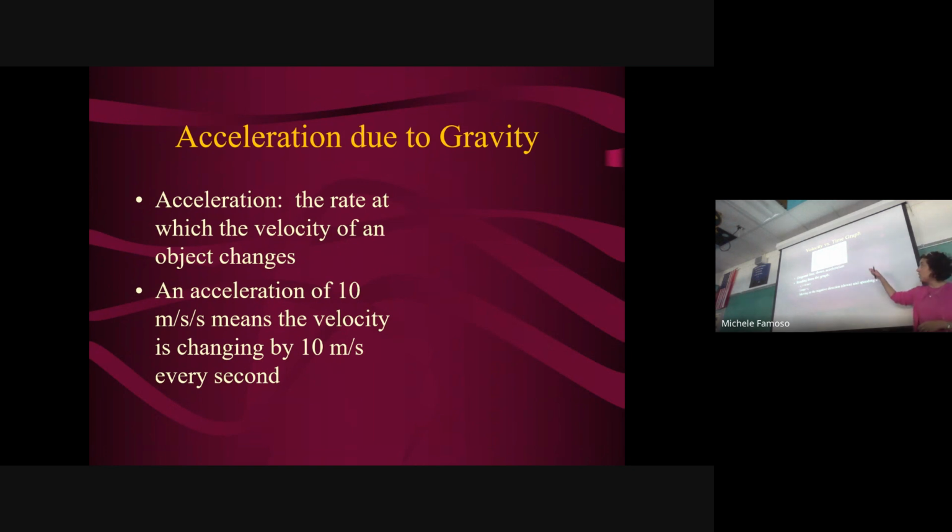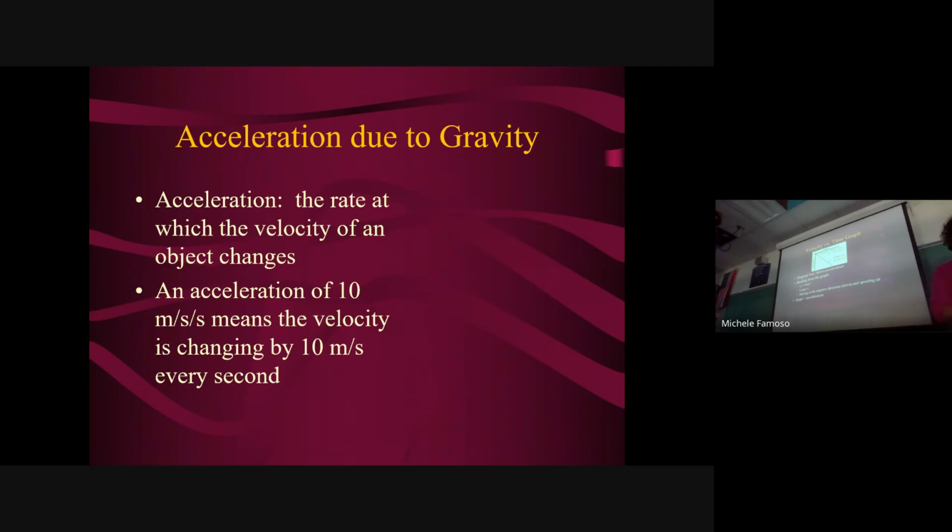Since the graph is going away from the time axis, I know I'm speeding up. I'm going from 0 to like 50 meters per second. That's what we saw on the ticker tape. That's speeding up. The negatives just tell me it was headed down. Negative in this unit means down. Positive would mean up.